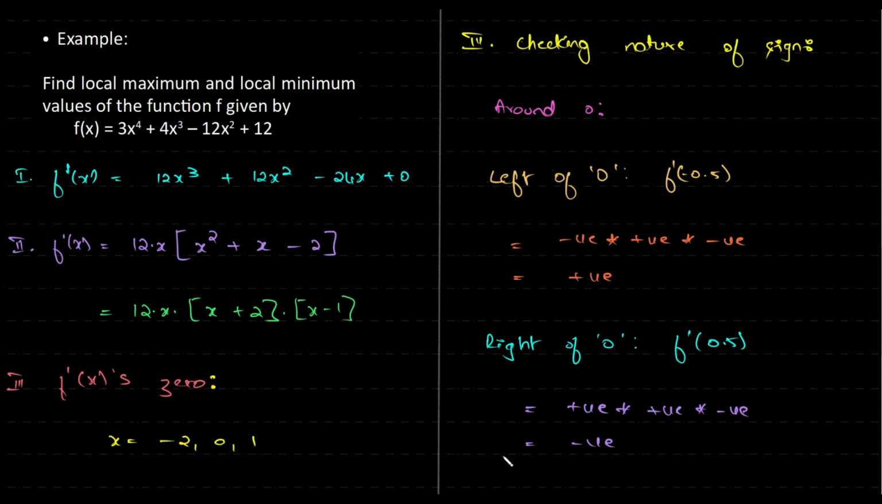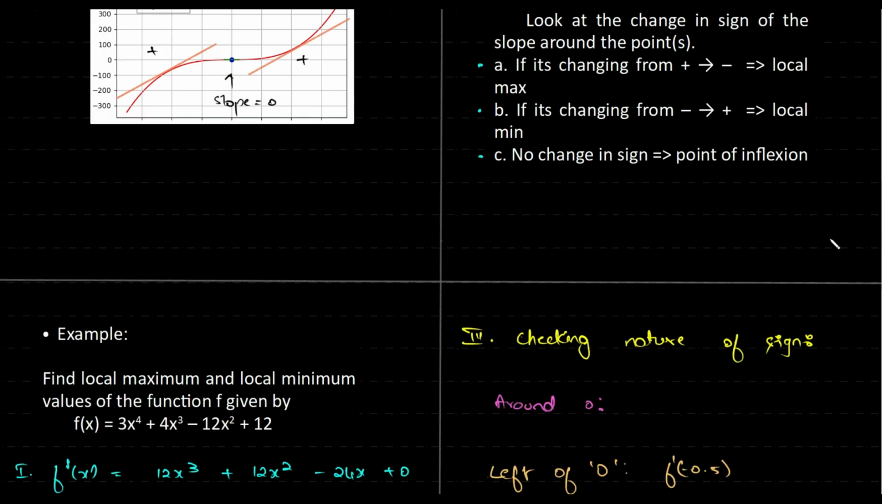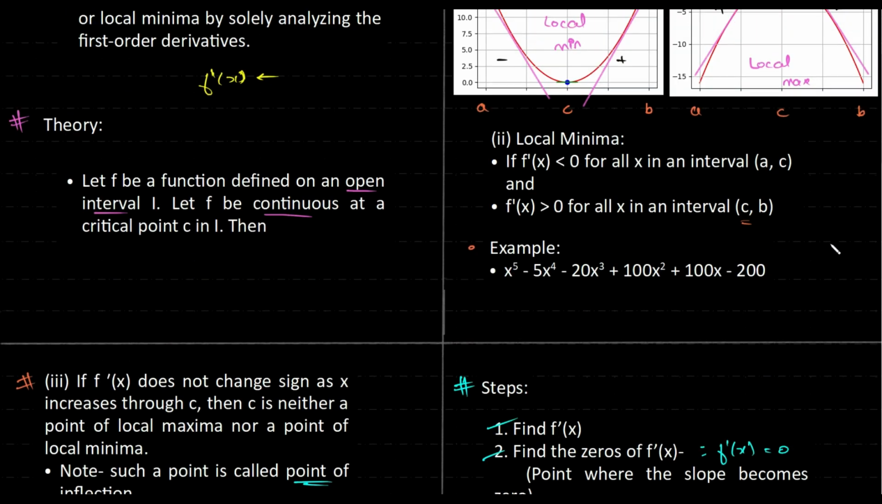So from this I can infer that 0 is local maxima. So for this, similar to this, we have to find for minus 2 and 1 and so on and so forth. It's a tedious thing. I agree. There is an alternative to this that we'll be seeing in the next video.